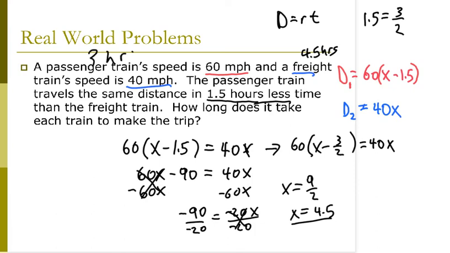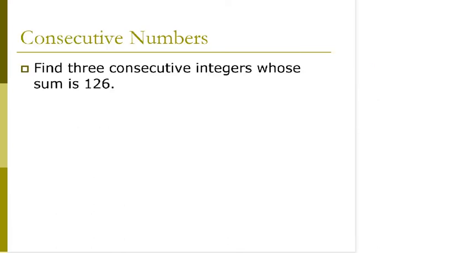Alright, so in this case, we want to recall what consecutive means. Consecutive means that one follows the other. So if we're thinking about consecutive integers, it will be 1, 2, 3, 4, etc. Consecutive even integers would be 2, 4, 6, 8, and so on. Consecutive odd integers would be 1, 3, 5, 7, and so on.